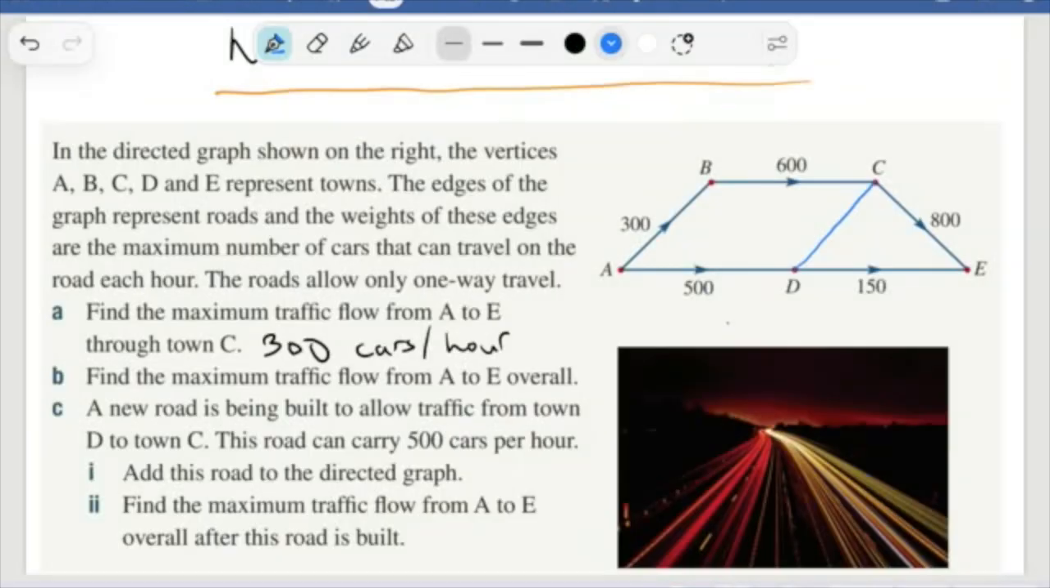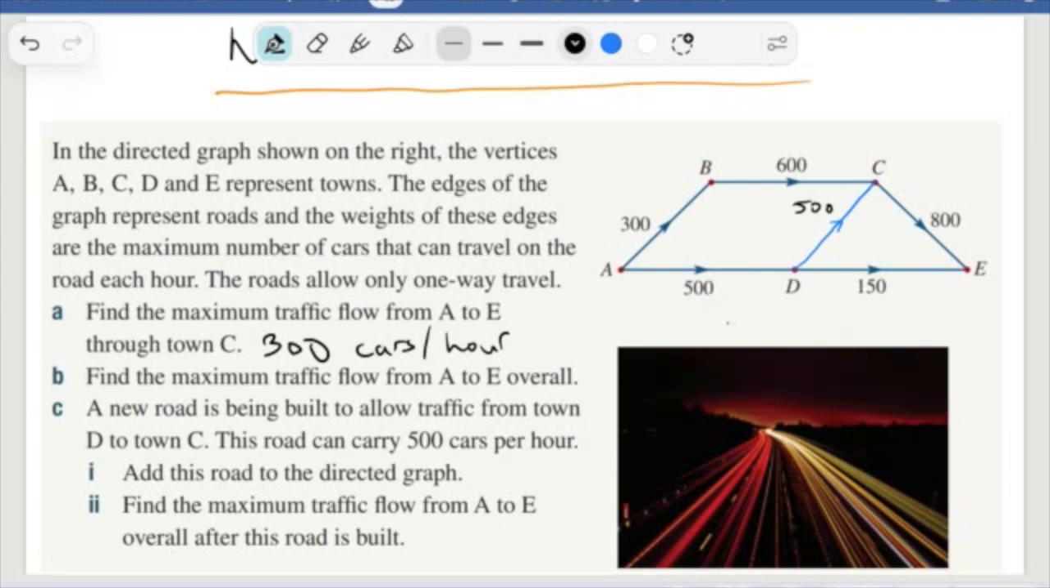This is our new road, and it can fit 500 cars. So that's our first part. Now it's saying find the maximum traffic flow from A to E overall after this road is built. Now, just looking at this, it's not immediately obvious the impact this is going to have.